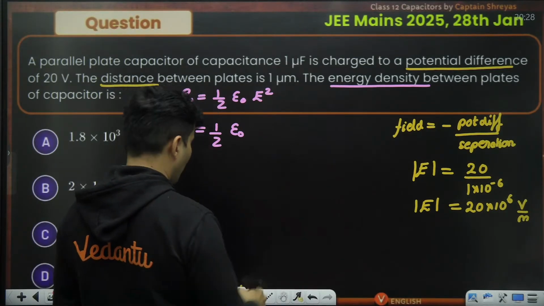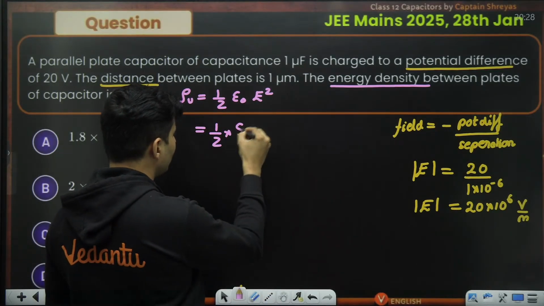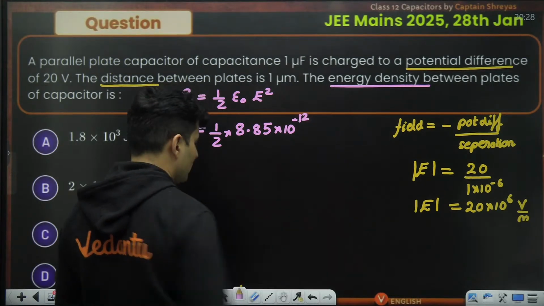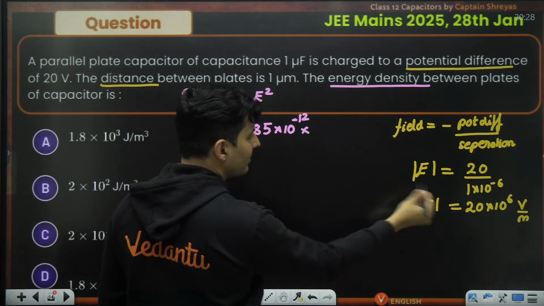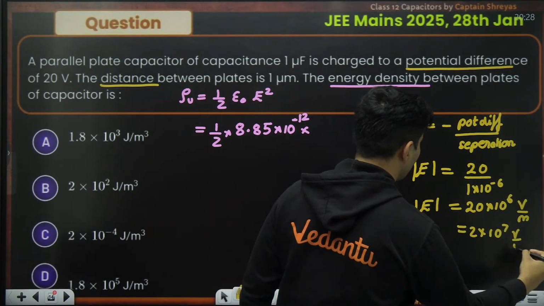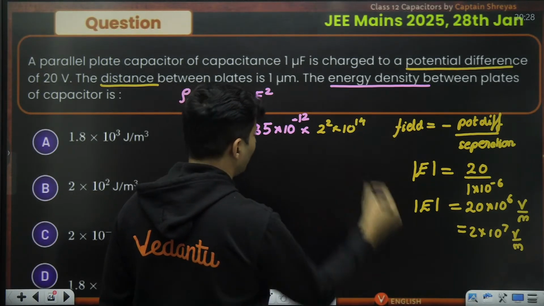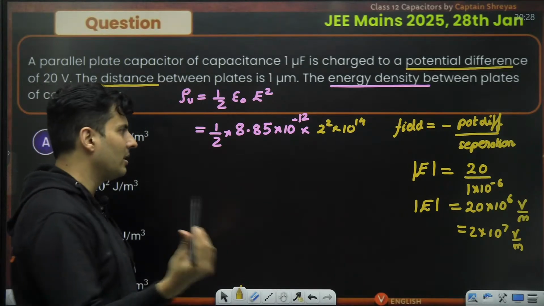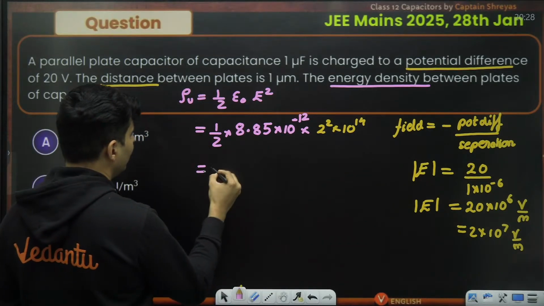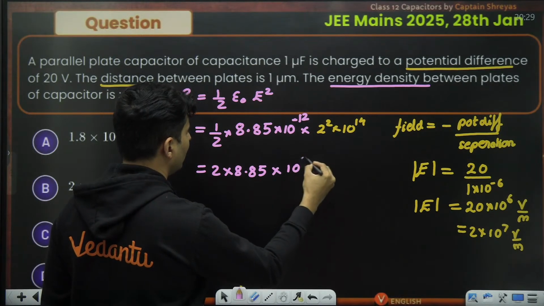So this should be as simple as plugging in the value. Epsilon naught permittivity is 8.85 into 10 to the power minus 12. And then the field square: the field is 2 into 10 to the power 7 volts per meter, so it becomes 2 square multiplied by 10 to the power 14, because 10 to the power 7 square is 10 to the power 14. One of the 2's will get cancelled and you are left with 2 multiplied by 8.85, and 14 minus 12 will make it 10 to the power 2.